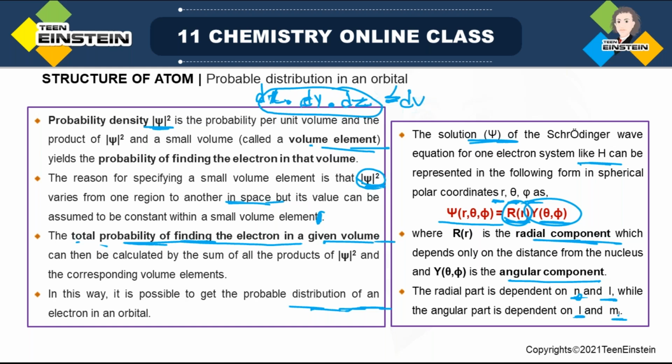Why we are dividing into two components, gradually you will understand that. The angular component, we probably will not get time for in today's class. In the next class we can see that the angular component helps us get the shape of different orbitals: why s is spherical, why p has a dumbbell shape with two lobes. All this information we get from the angular component. But first we will discuss in detail the radial part.